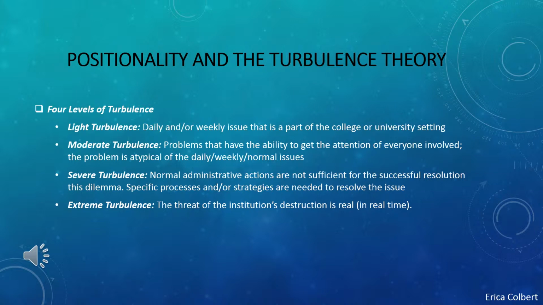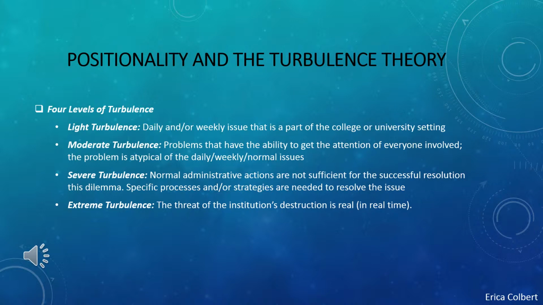Severe turbulence, these are issues where normal administrative actions are not sufficient for successful resolution. Specific processes and strategies are usually needed to resolve these types of issues. And lastly, extreme turbulence. This is where the structure of the institution is in real time being threatened. The destruction of the institution is real, it is happening at that moment. So, the four levels of turbulence are used to illuminate the degree of disruption represented by the dilemma.